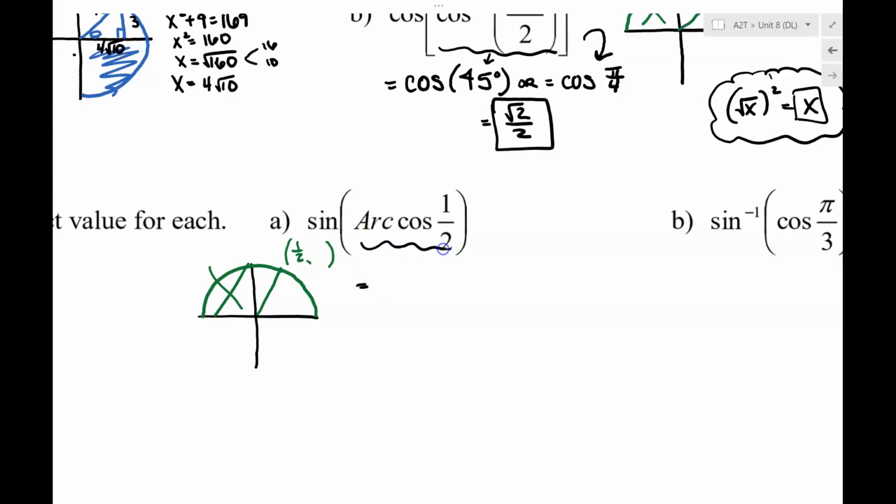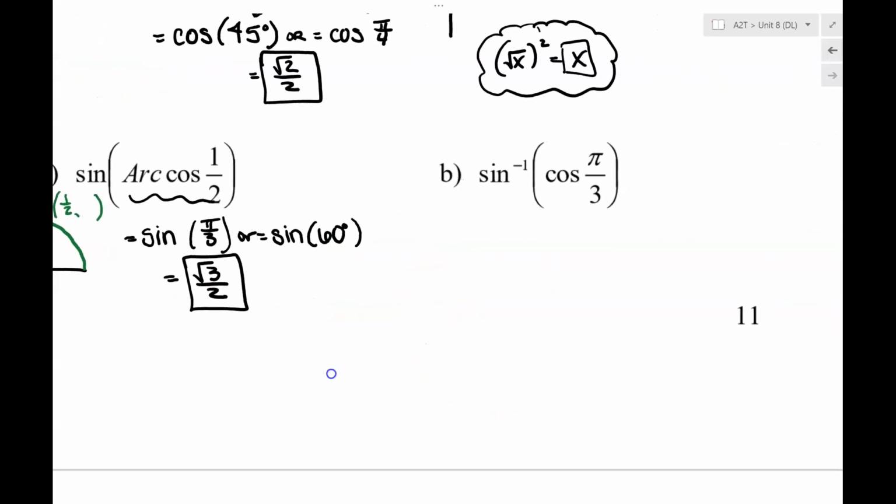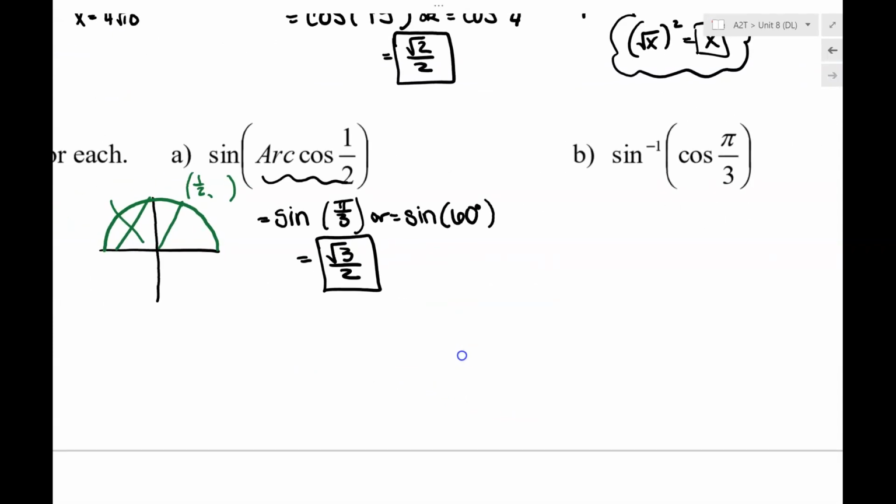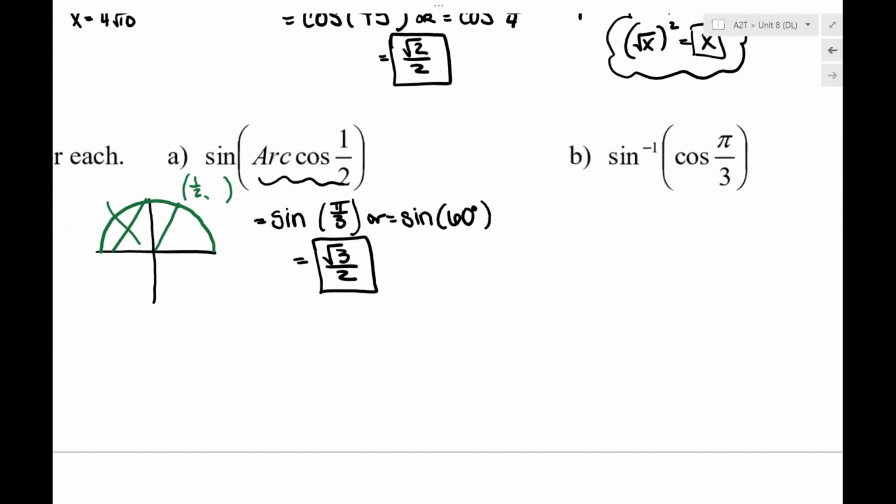Okay, so we're finding the inside. So then we get the sine of pi over 3, or the sine of 60 degrees, which we know to be rad 3 over 2. Beautiful. All right, for B, again, it's cosine, so I'm not going to draw the quadrants again. We can just refer back to A because it's also positive.